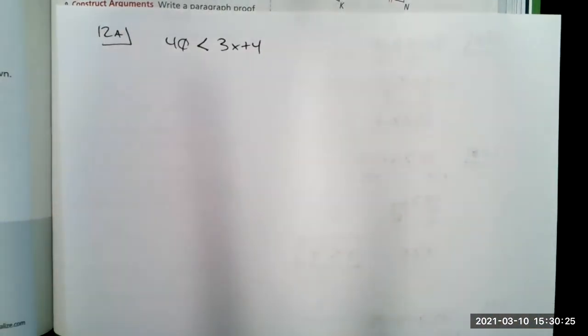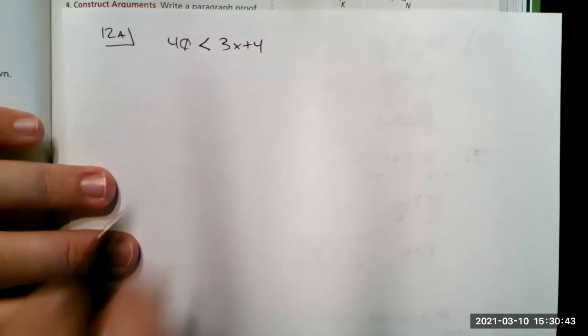So not too bad, just kind of keep those two main ideas in your head. If you're looking at two side lengths, the longer side will always be opposite the larger angle and vice versa. If you're looking at two angles, the larger angle will always be opposite the longer side. So it's basically the same thing.